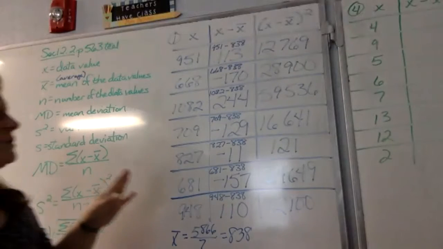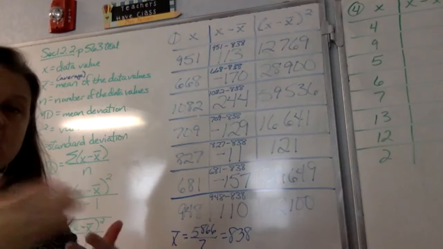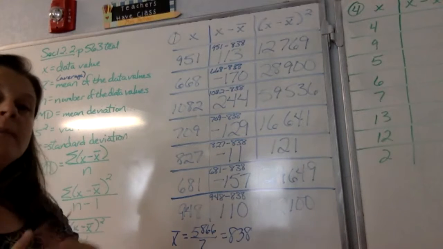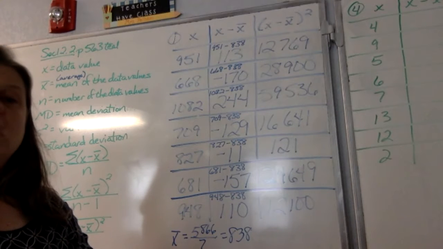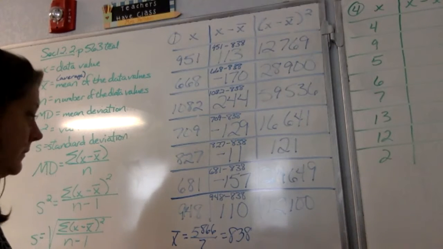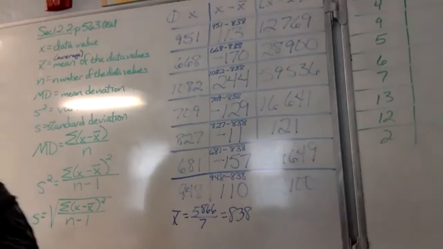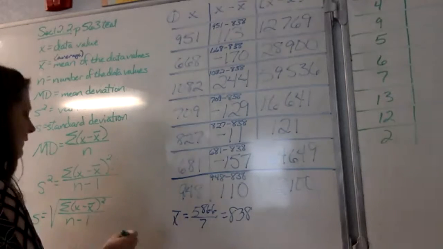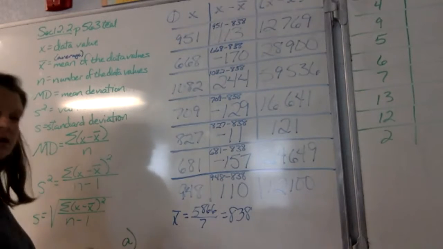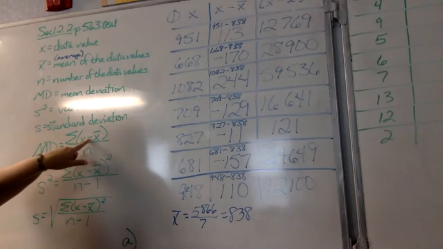Okay? So now when we get to this point, we're ready to start doing our part A, B, and C that it actually asked us for. Our mean deviation, our variance is the part B answer, and our standard deviation is the part C answer. So now we're ready to do a little bit more work. Okay, so for part A, you're doing the mean deviation. The mean deviation says we take the sum of the x minus the mean.